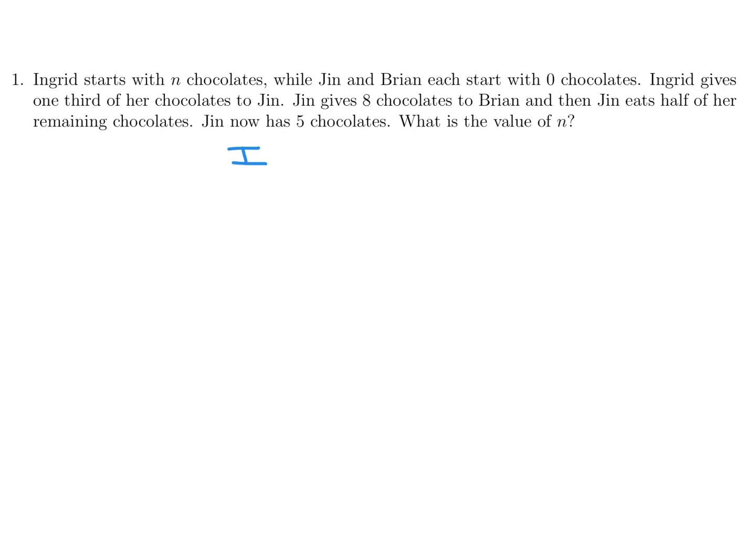Of Ingrid, Jin, and Brian. So we start off with N, and then 1/3 is transferred to Jin. So now this becomes N over 3, and this is now 2N over 3. And we're still at 0 here for Brian. And then now 8 goes over to Brian, but that's coming from Jin, so this is now N over 3 minus 8. And this 2N over 3 has not changed.